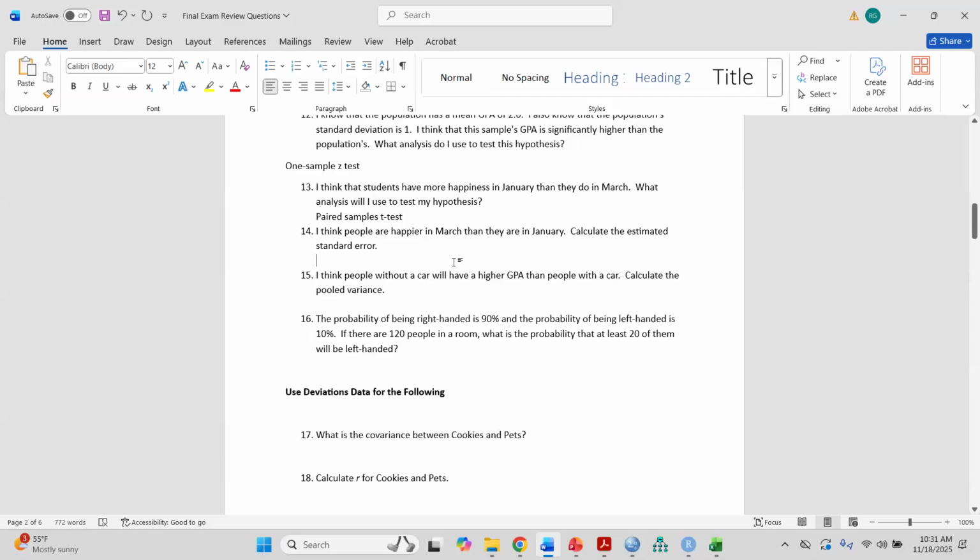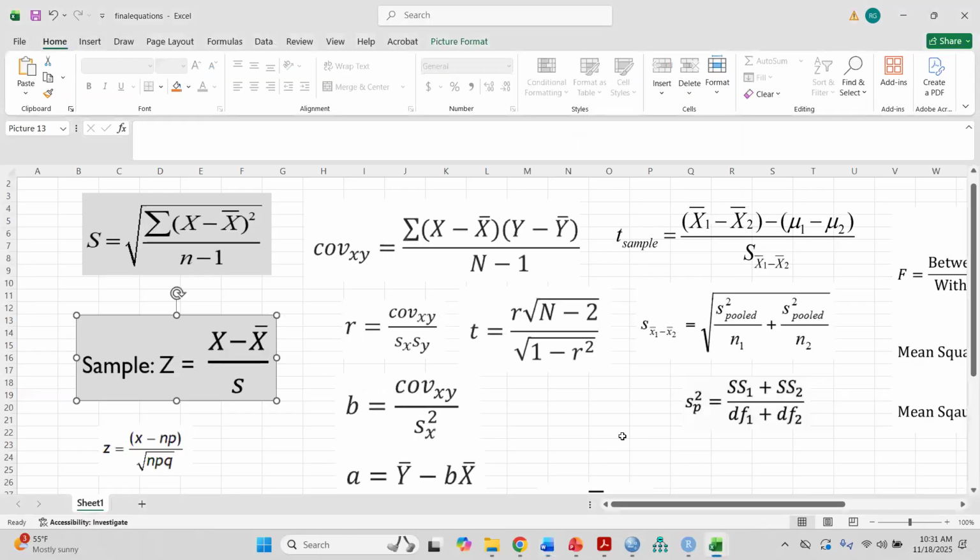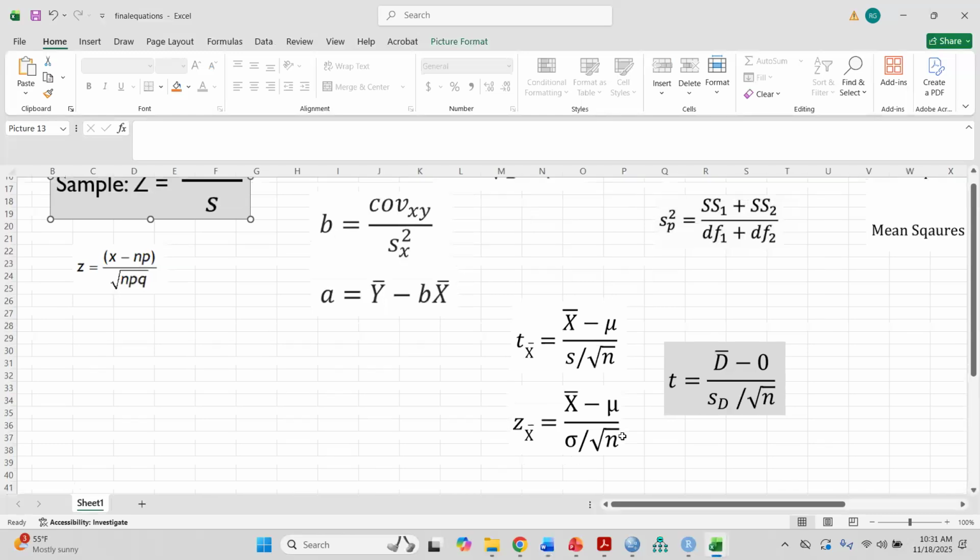Okay, I think people are happier in March than they are in January. Calculate the estimated standard error. So this is the same question, it's just actually kind of reversed. This is saying I think people are happier in March than they are in January. That is a paired samples t-test or dependent samples t-test. Calculate the estimated standard error. All right, let's go find the equation for that.